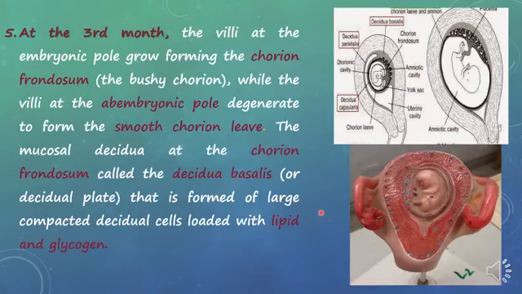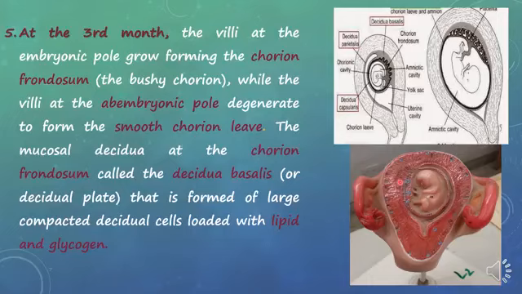At the third month, the villi at the embryonic pole grow, forming the chorion frondosum. Chorion frondosum, you can see, at the embryonic pole. While villi at the abembryonic pole degenerate, forming the chorionic leaf, or what is called the smooth chorion.